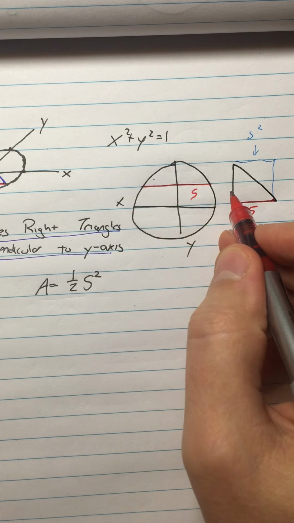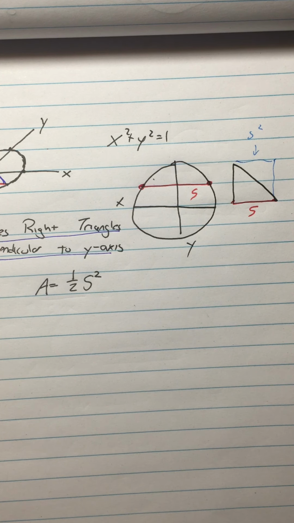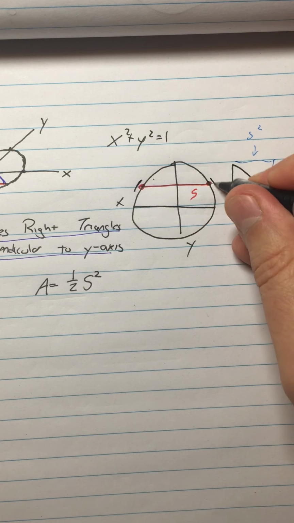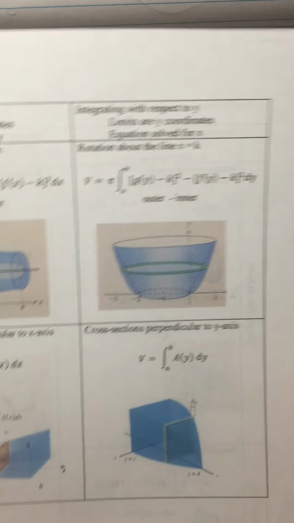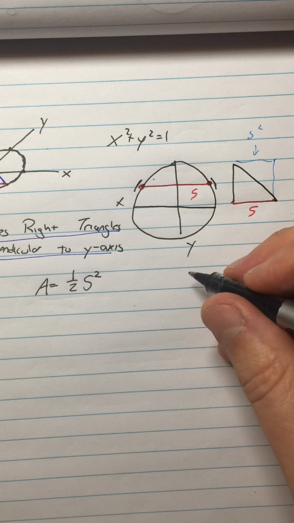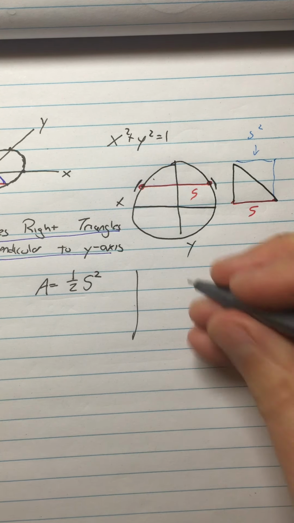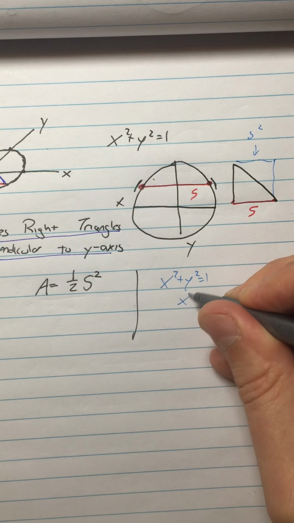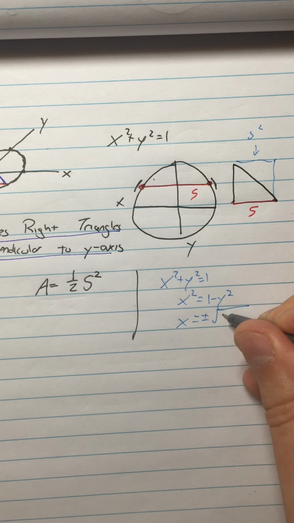It's easiest to see on this 2D drawing. It's going from here to here. So what we need is to go from one side of this curve to the other side of this curve. Let's start with our equation, and we need to have it solved for x. Since the equation needs to be solved for x, I'll use blue for that. I have x squared plus y squared equals 1. So x squared equals 1 minus y squared. So x equals plus or minus square root of 1 minus y squared.